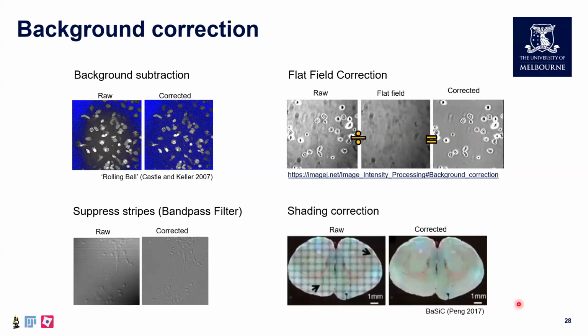But there are also many other more advanced background correction tools, and one of them is called BASIC, which computes the shading matrix and corrects the shading. As in this example, the shadings shown in large mosaic image can be corrected quite effectively. This type of background correction tools is available in most image analysis programs, such as Fiji or CellProfiler or any other.